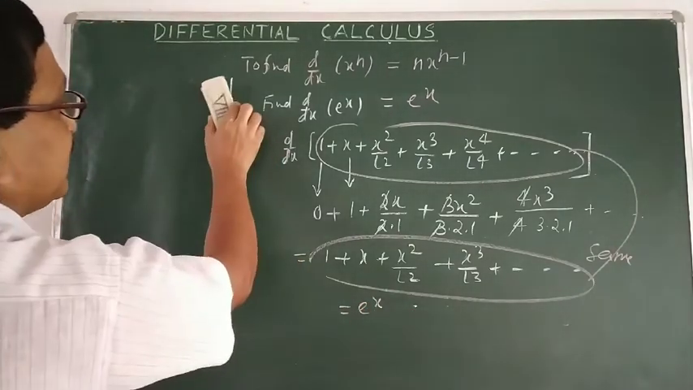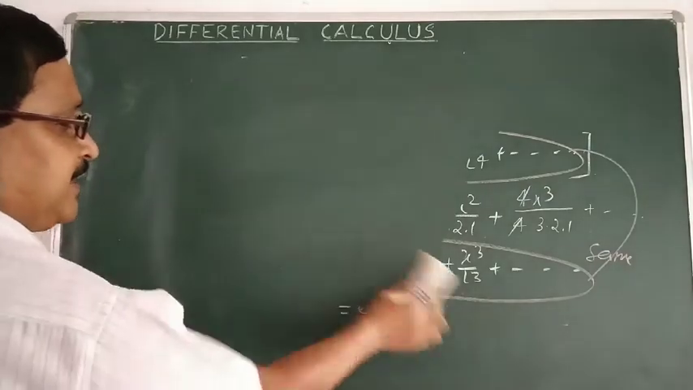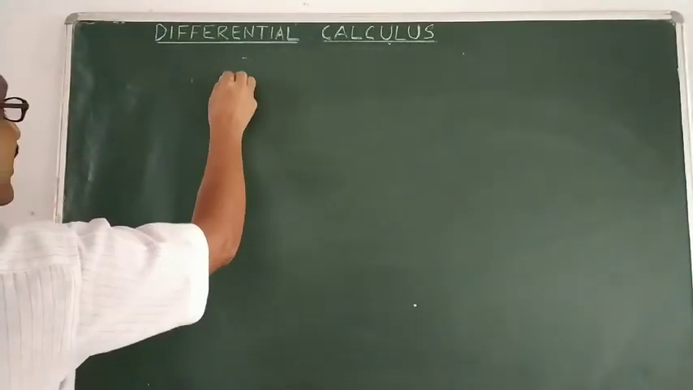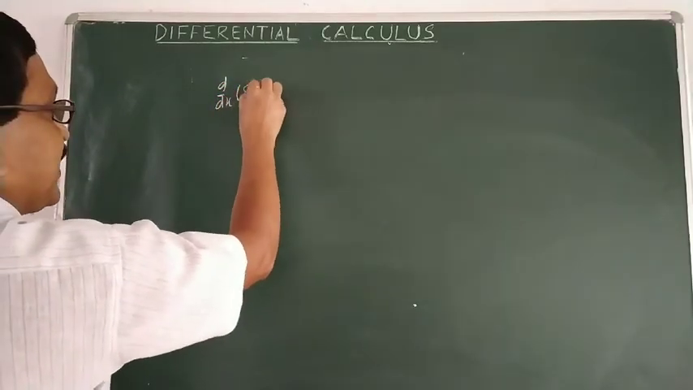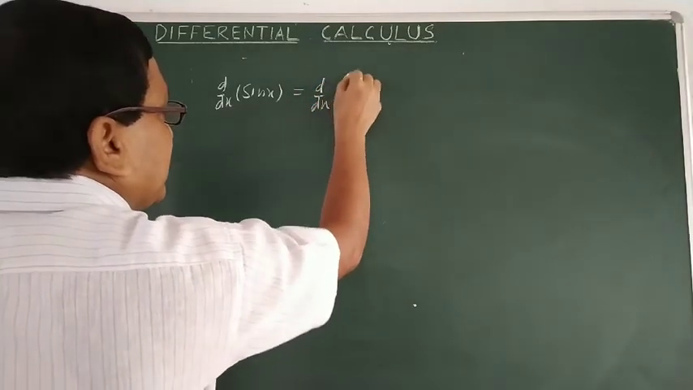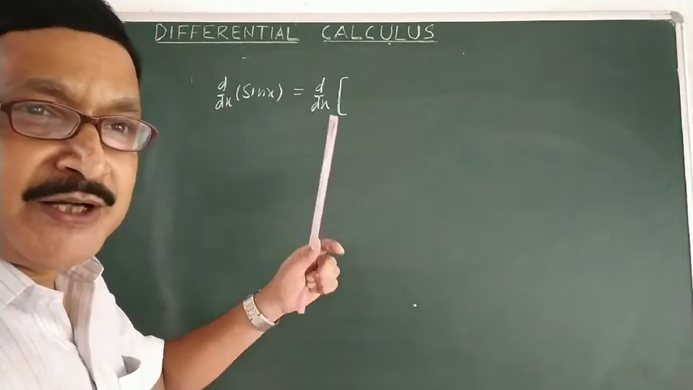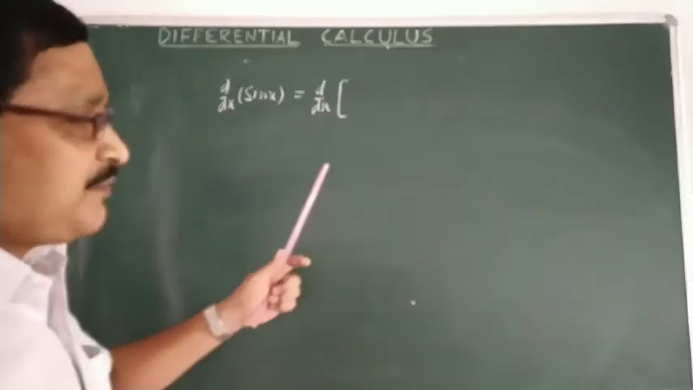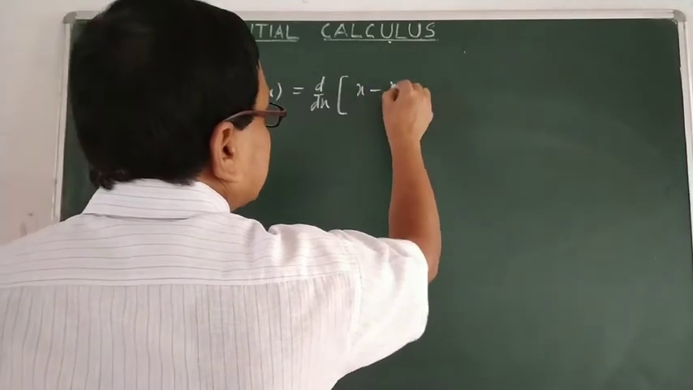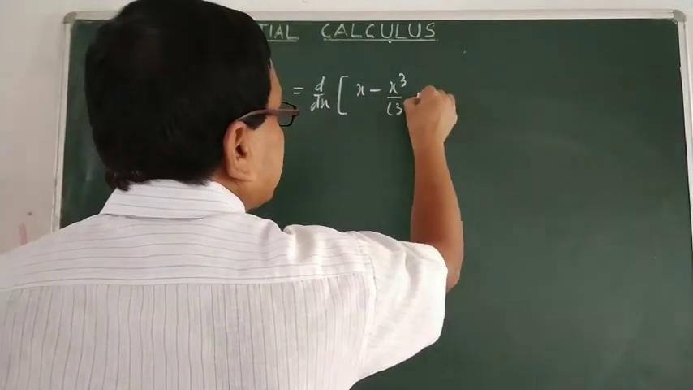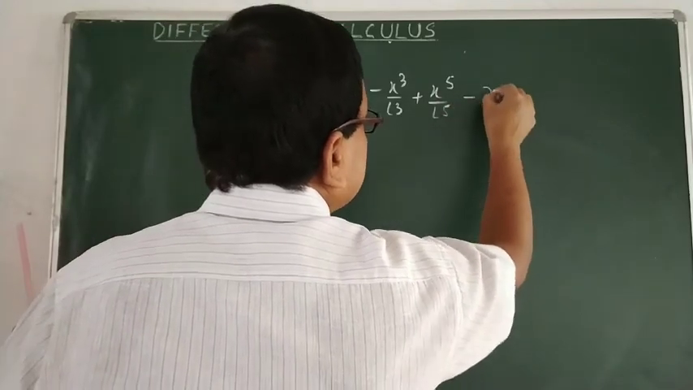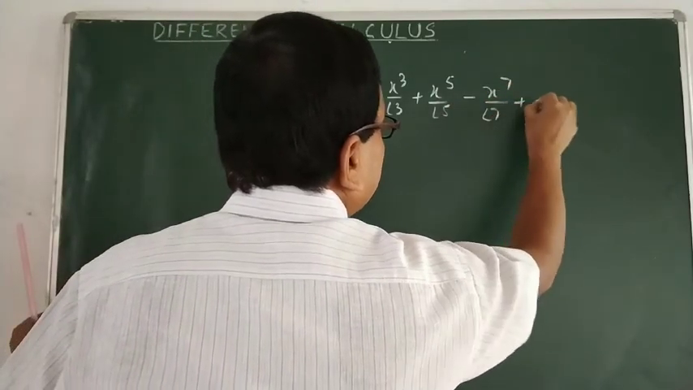Now again, the next differentiation is sin x, d by dx of sin x. So this is equal to d by dx of the expansion for sin x. I have already told you in the previous video that sin x is equal to x minus x cube by factorial 3 plus x^5 by factorial 5 minus x^7 by factorial 7 plus.